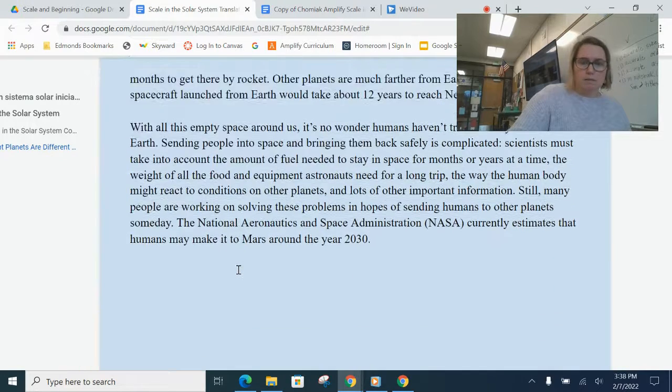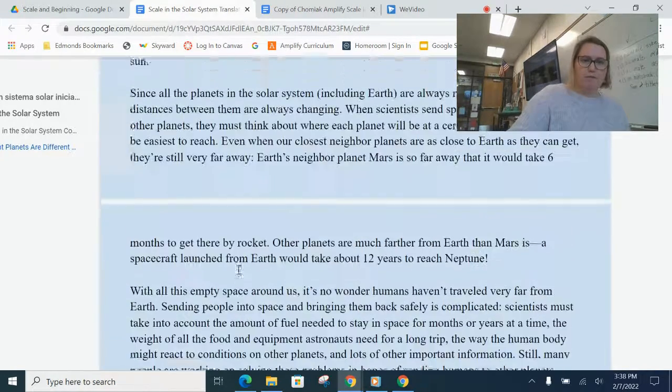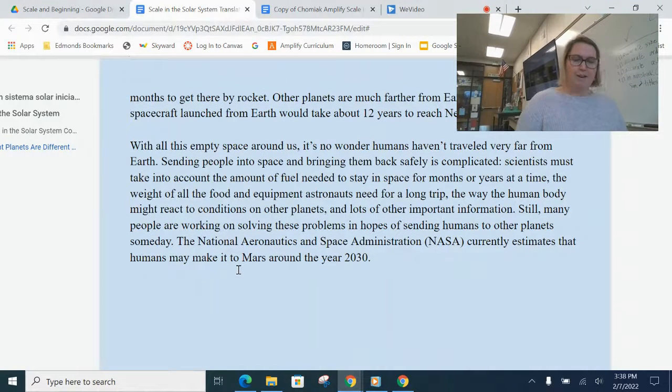And the last, oh, that's my last paragraph. Cool. Okay, so I have an extra paragraph here. With all this empty space around us, it's no wonder humans haven't traveled very far from Earth. Sending people into space and bringing them back safely is complicated. Scientists must take into account the amount of fuel needed to stay in space for months or years at a time, the weight of all the food and equipment astronauts need for a long trip, the way the human body might react to the conditions on other planets, and lots of other important information. Still, many people are working on solving these problems in hopes of sending humans to other planets someday.